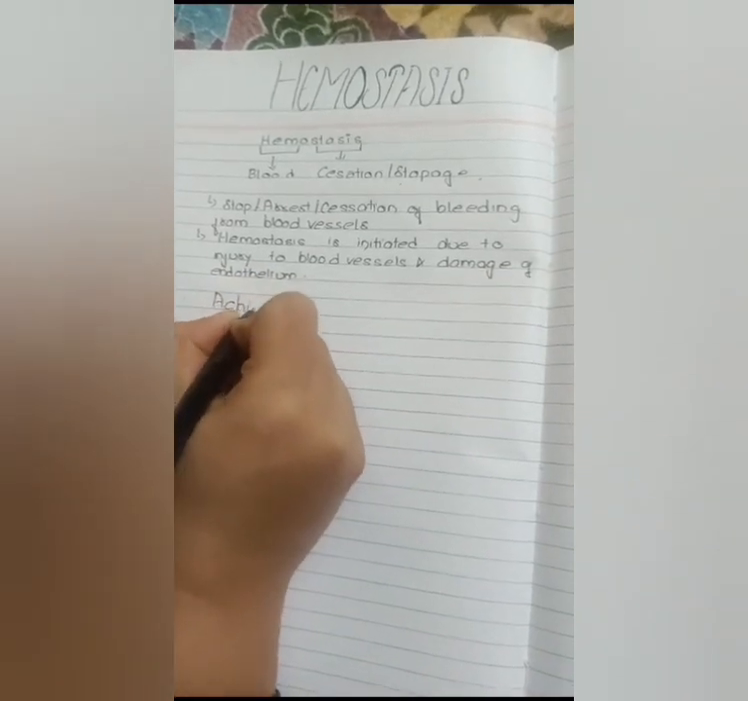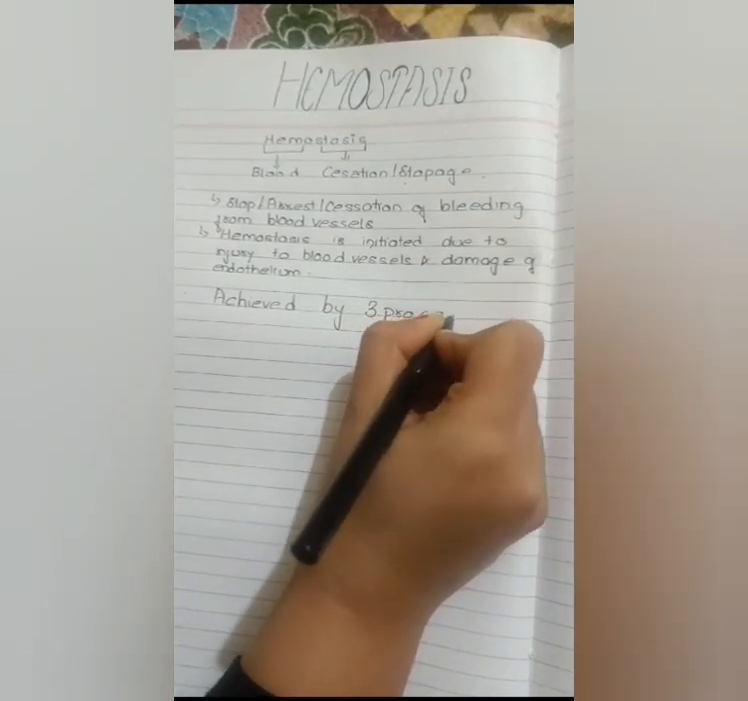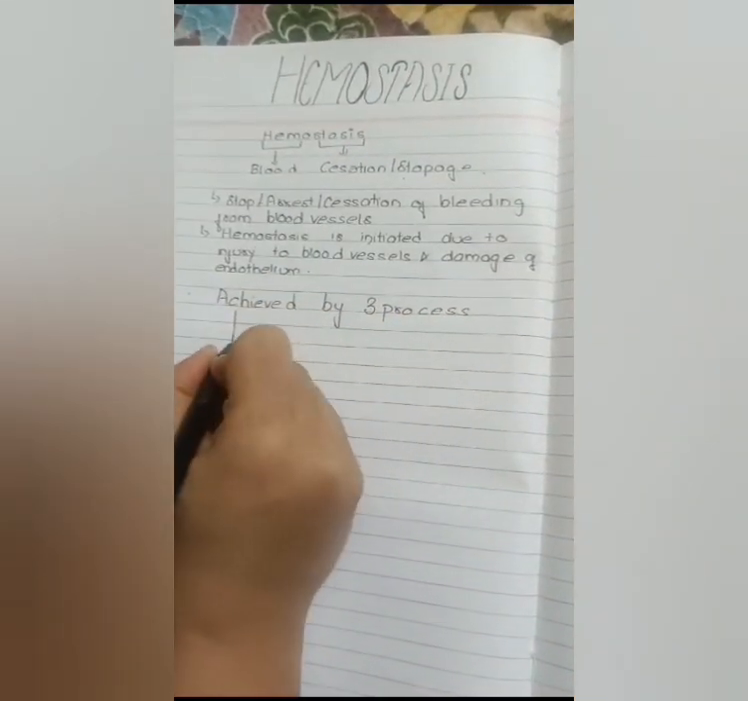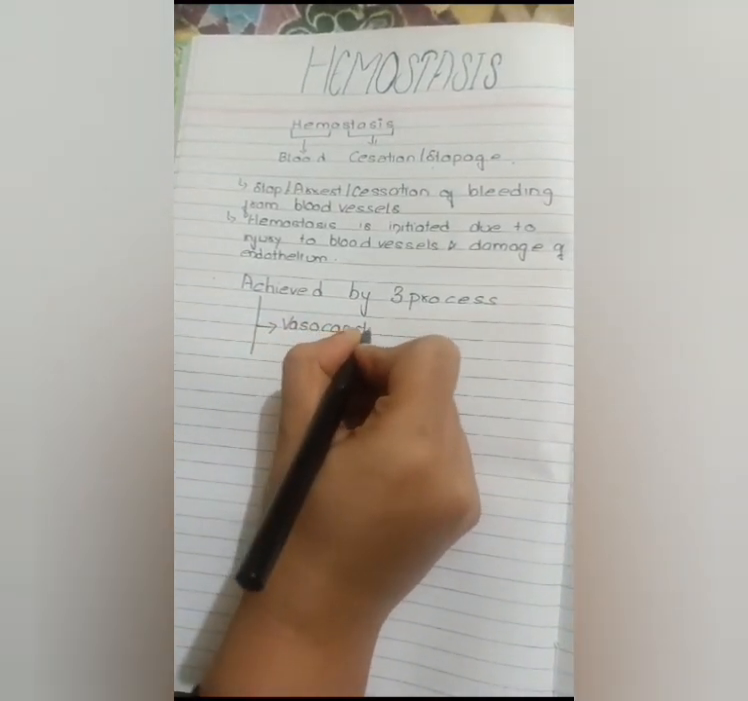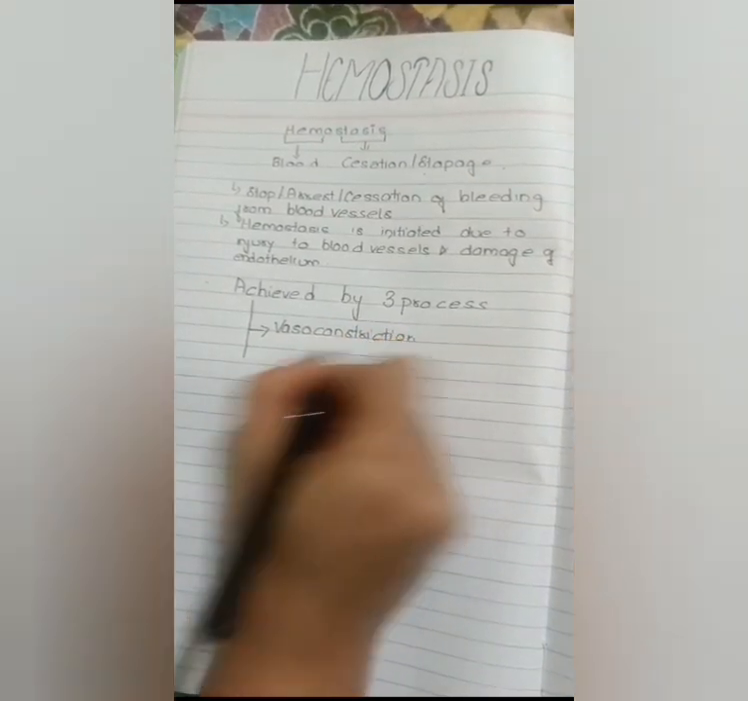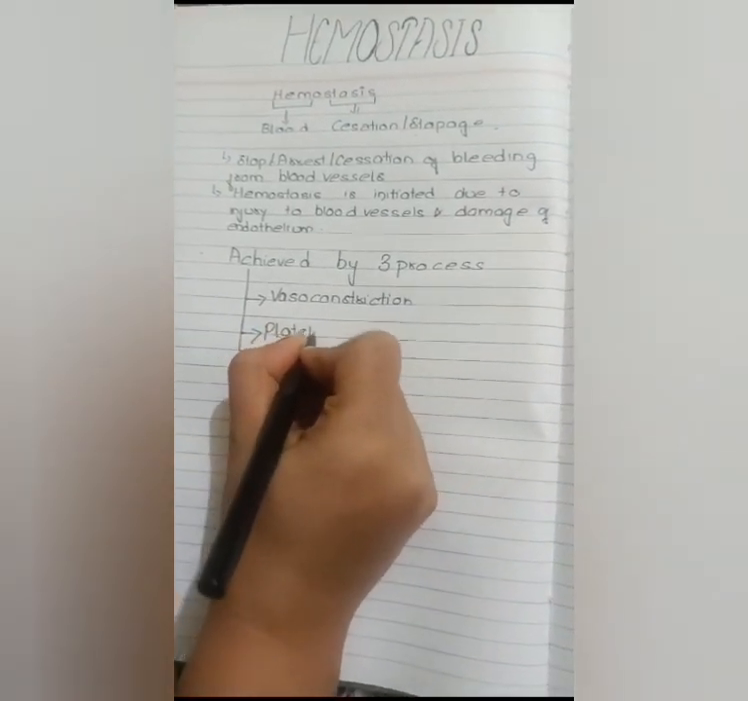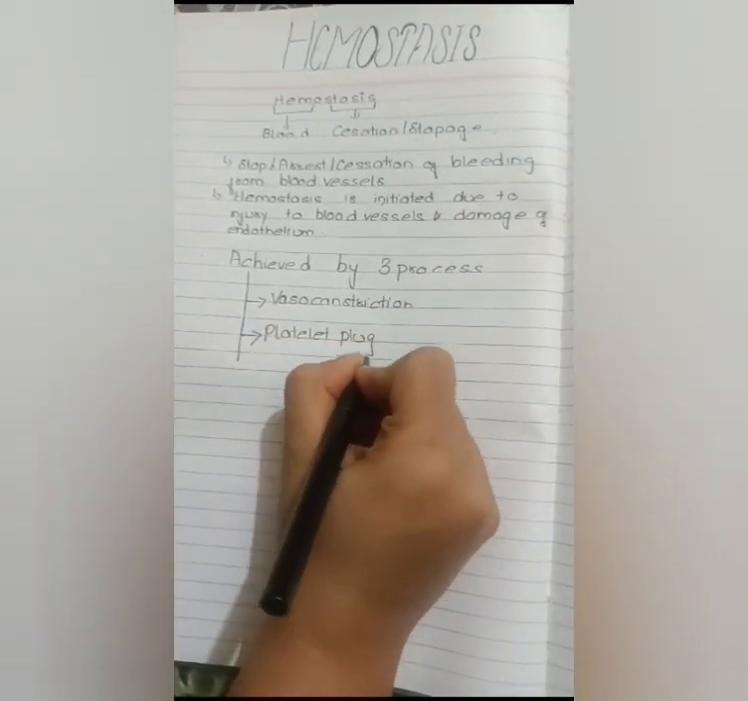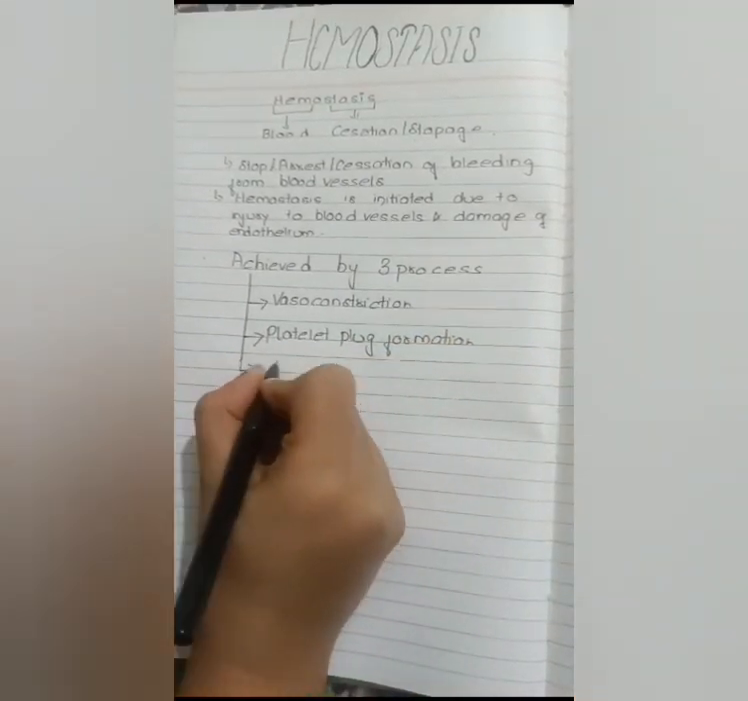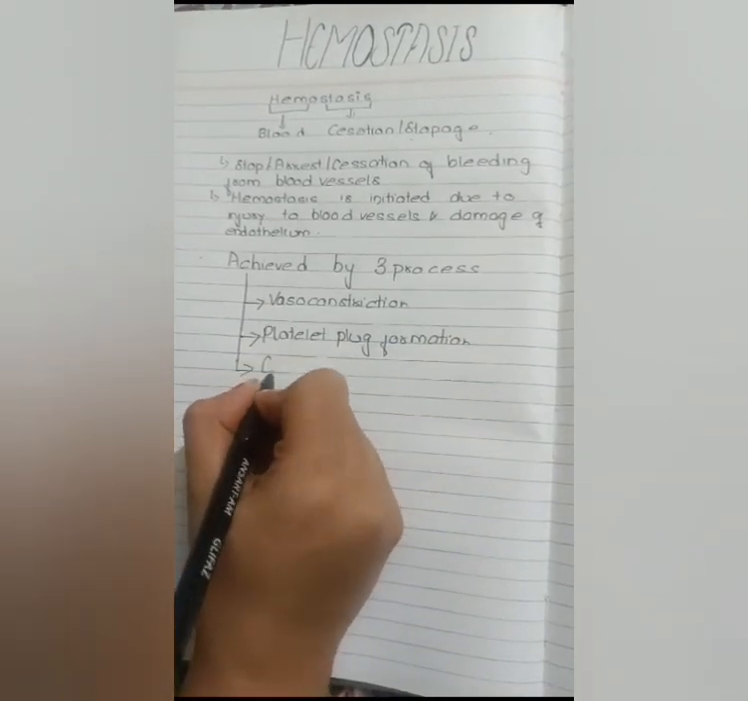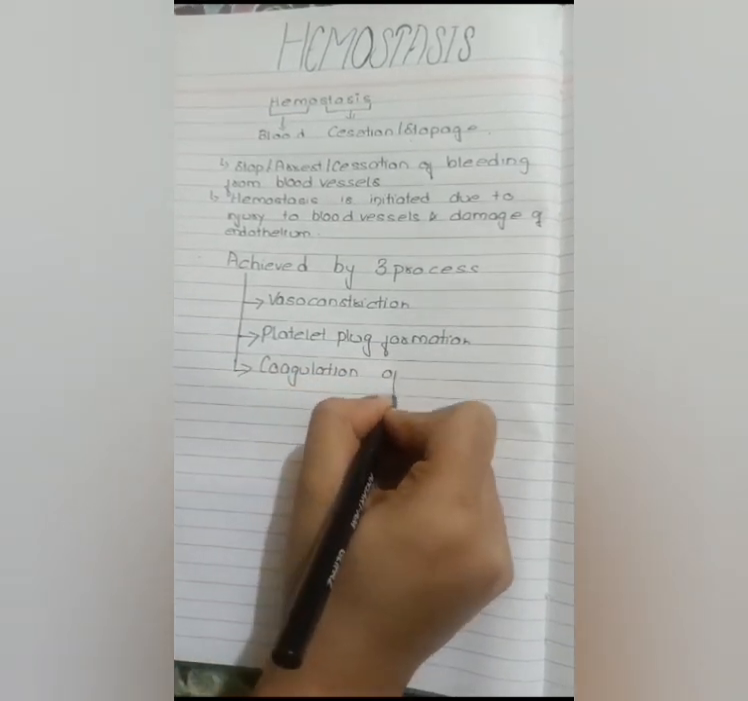Hemostasis is achieved by three processes. The first process is called vasoconstriction. The second process is called platelet plug formation. The third process is called coagulation of blood.